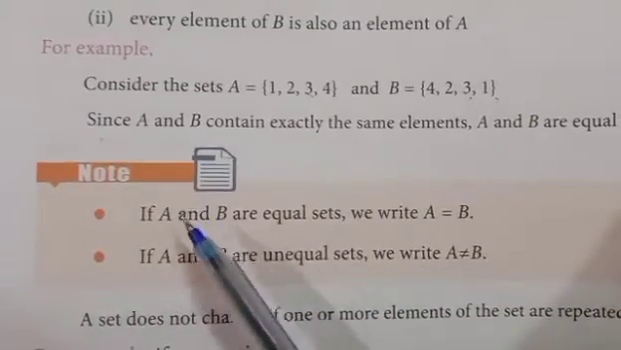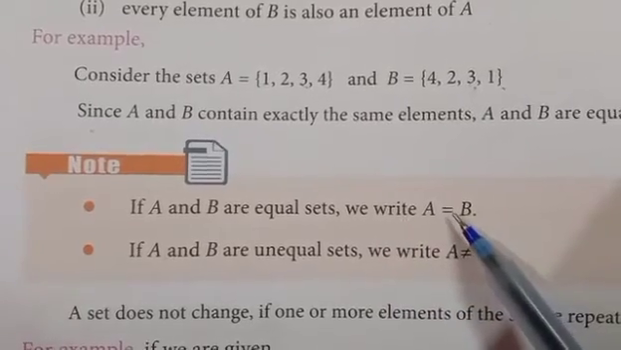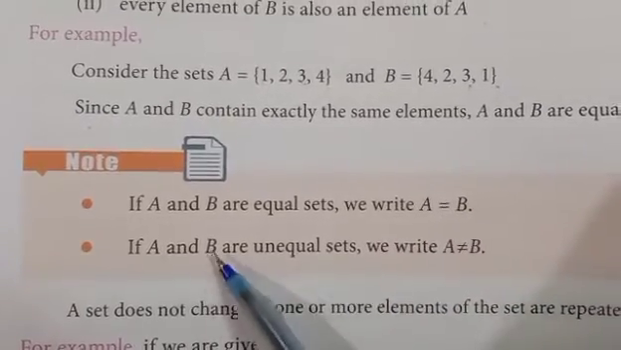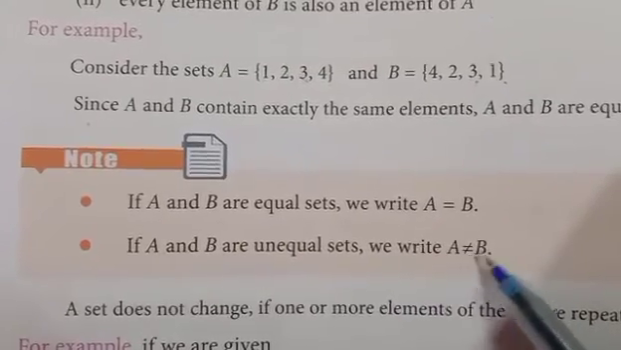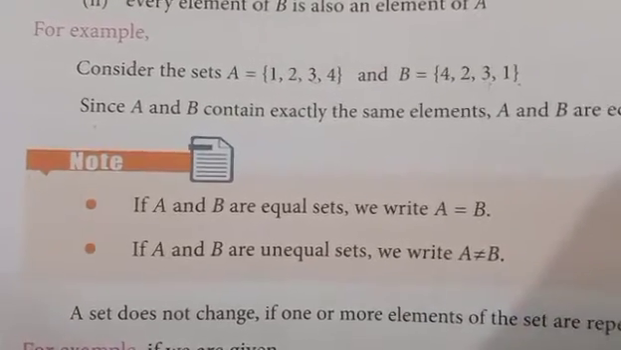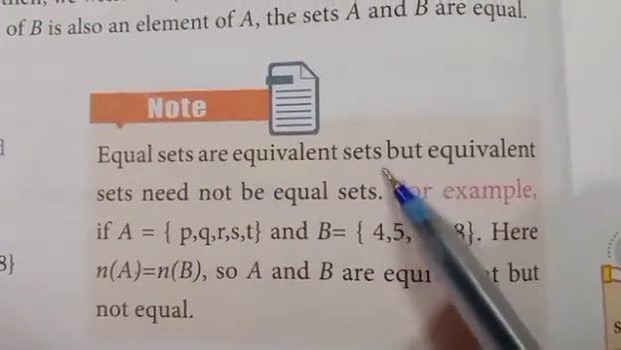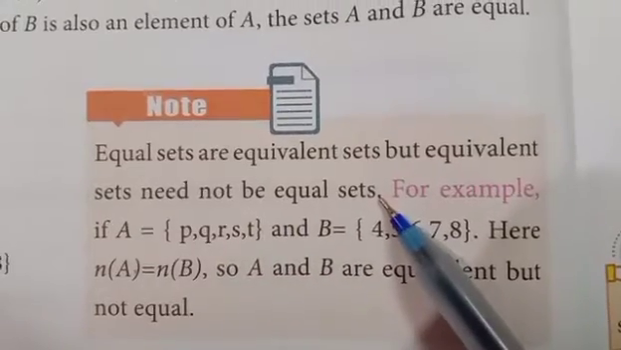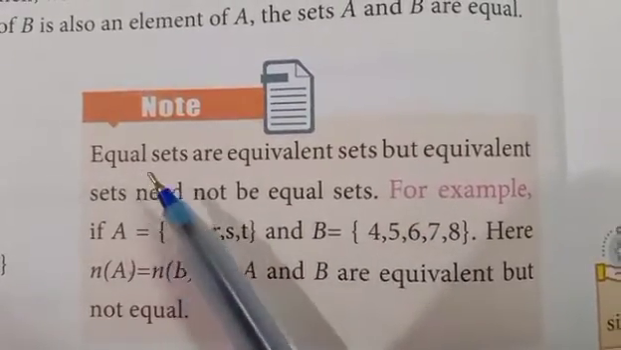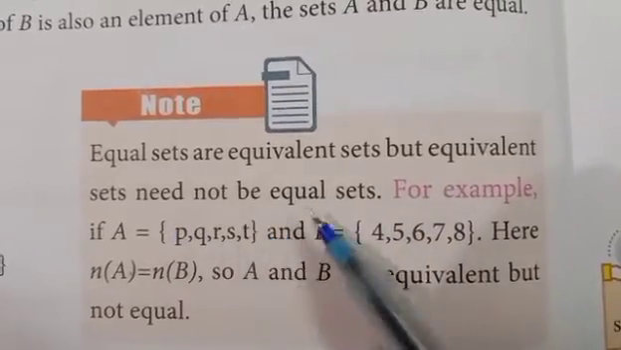Students, important point. If A and B are equal sets, we write A is equal to B. If A and B are unequal sets, we write A is not equal to B. Students, one more important note. Equal sets are equivalent sets, but equivalent sets need not be equal sets.